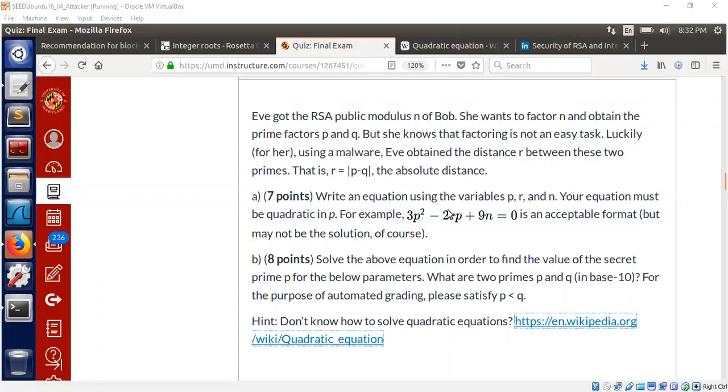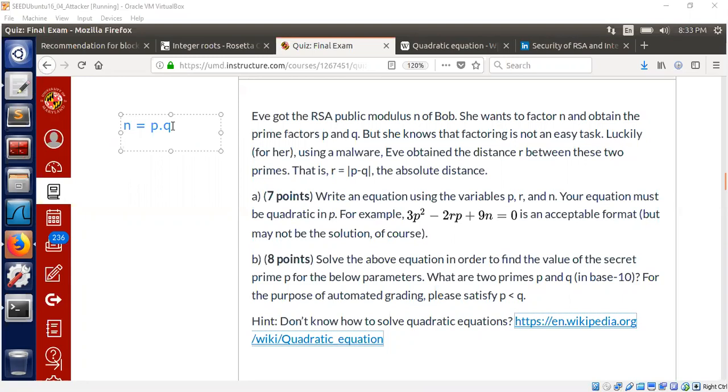So I just wanted to quickly explain some notations here. So this is the story. N is the public RSA modulus. It's known to everybody. It's public. P and Q are prime factors that are kept secret. No one knows them other than the person who generated them. Okay.